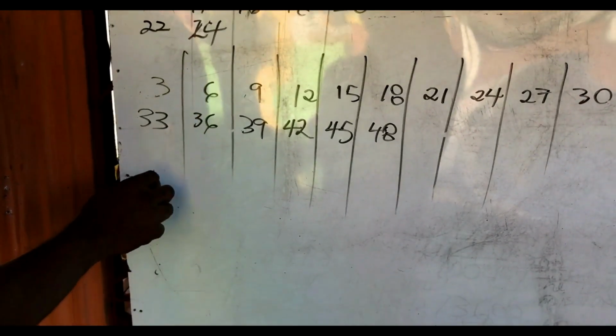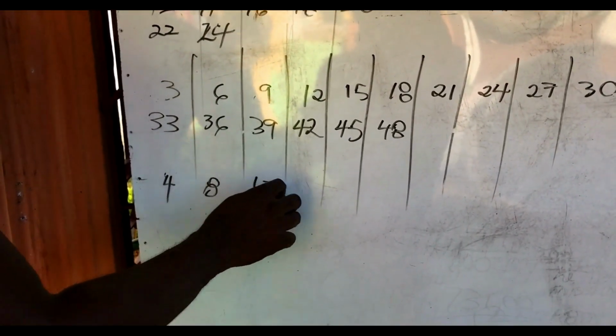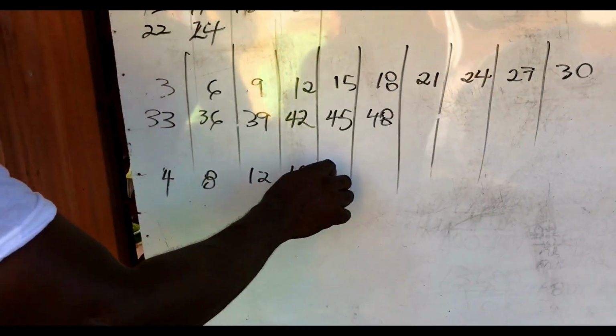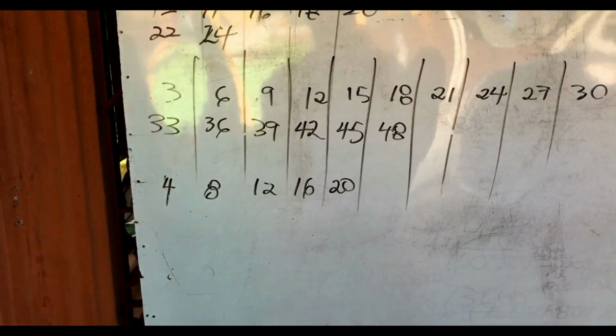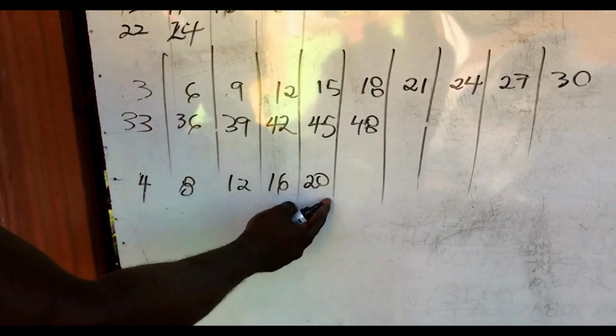For our 4 times, 4 ones is 4, 4 twos is 8, 4 threes is 12. Each time what are we doing? We are adding 4. So 4 fours is 16, 4 fives is 20. You don't need to know anything more, essentially. So what happened here is everything now will repeat in the sense of the last digit.